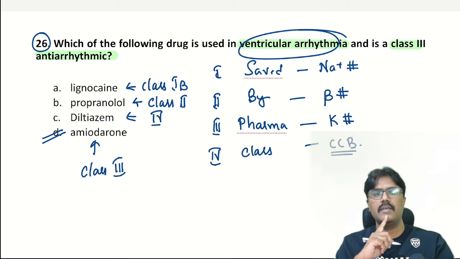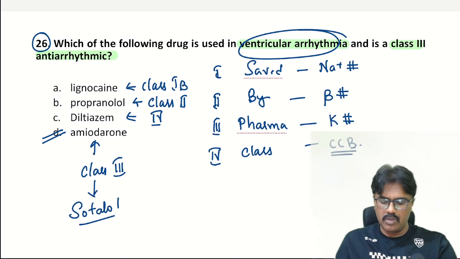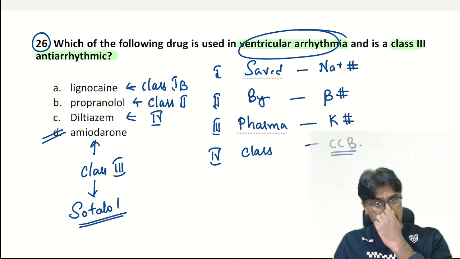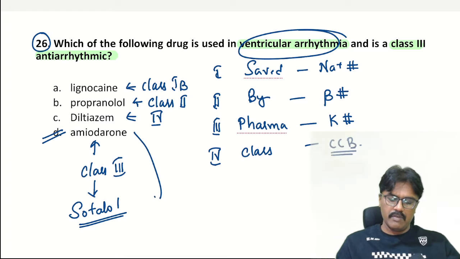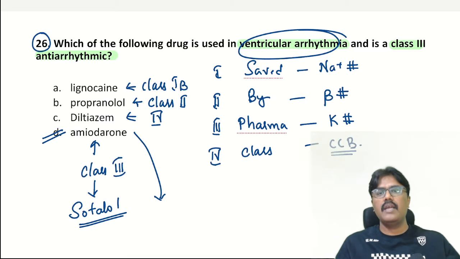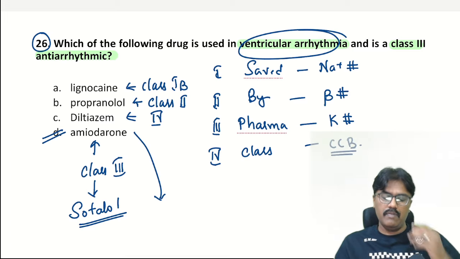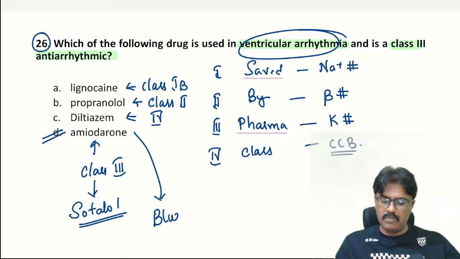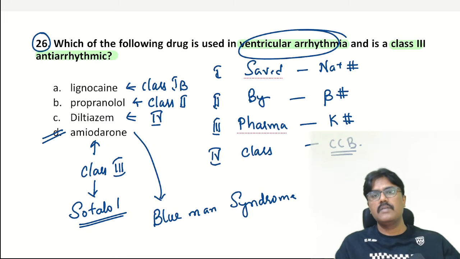Amiodarone is class 3. There is one beta blocker which is also class 3, that is called sotalol. Sotalol is a beta blocker, but it is placed under class 3 antiarrhythmics. Two adverse effects of amiodarone they will ask you: it can lead to thyroid problems, liver disease, and also lung fibrosis, and it will cause blue man syndrome. The name is amiodarone.